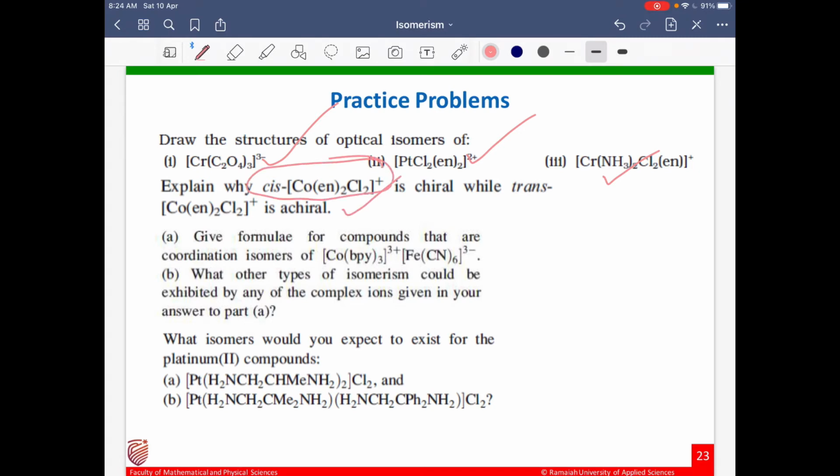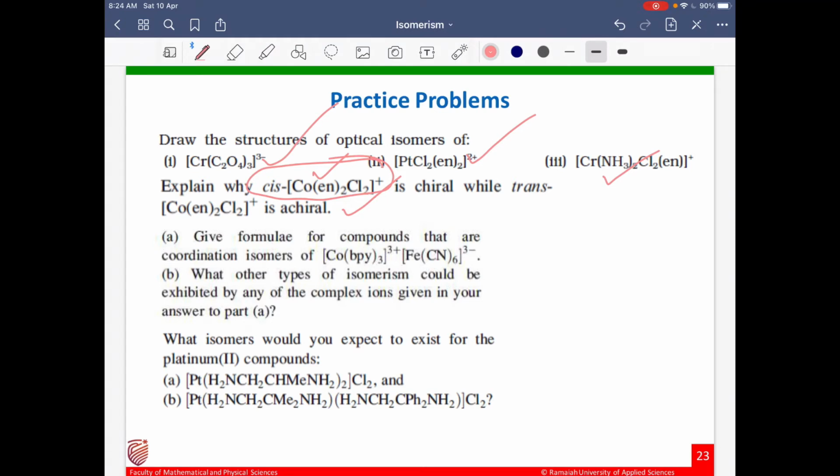Simple. We have to draw the structure, then see if there is any superimposable mirror image for this structure. If a non-superimposable mirror image is there, then definitely it will show optical activity, and it will have a chiral center. If the mirror image is superimposing, then definitely it will not show any enantiomer and it will be optically inactive.